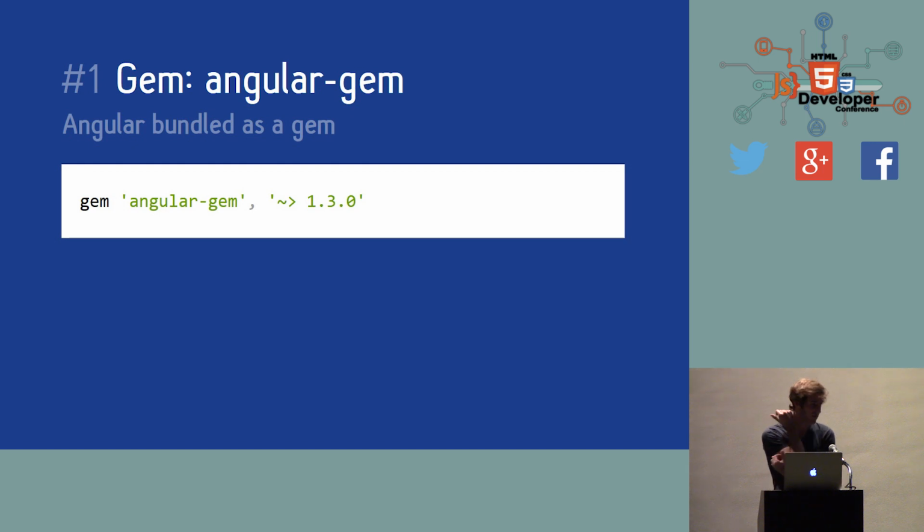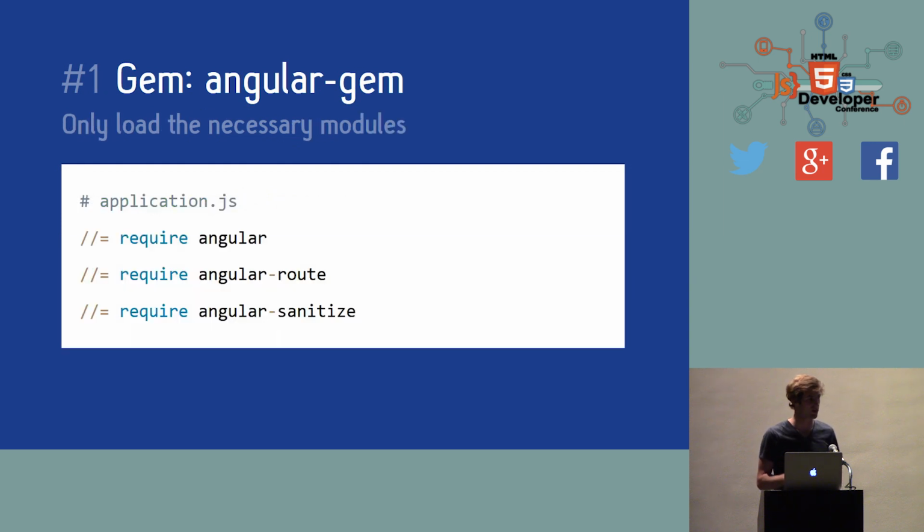The first gem that I would recommend using, we actually built ourselves. It's extremely easy to update as well. It's called the Angular gem. The nice thing about this is that in the asset pipeline, you can say in application.js which modules you want. So you load the Angular core module by default, and then ngRoute or ngSanitize or ngAria, I guess the new one in 1.3 that they released now as well.